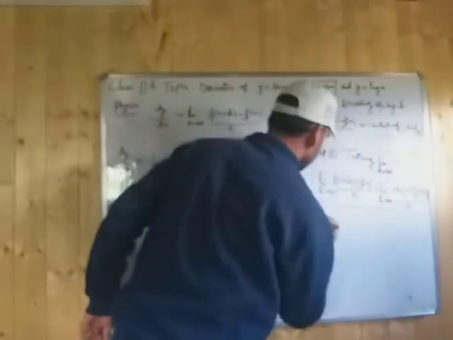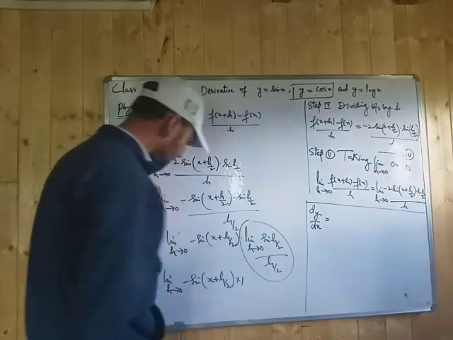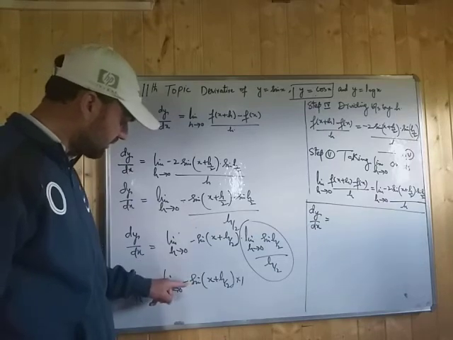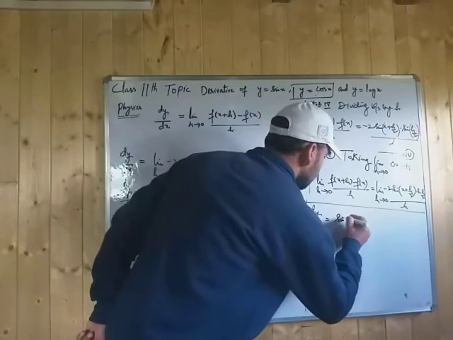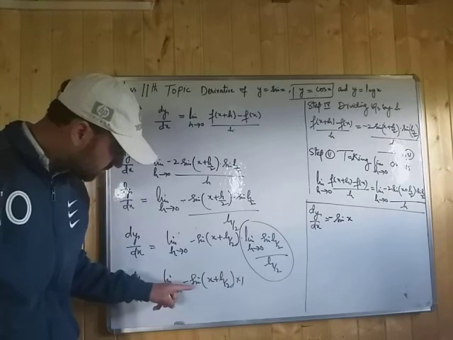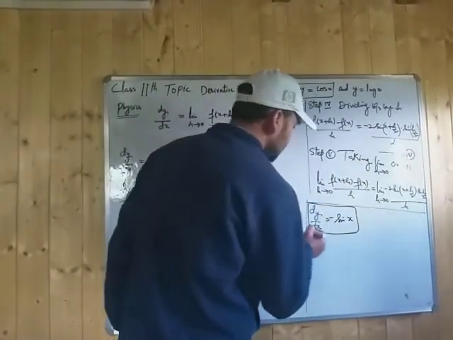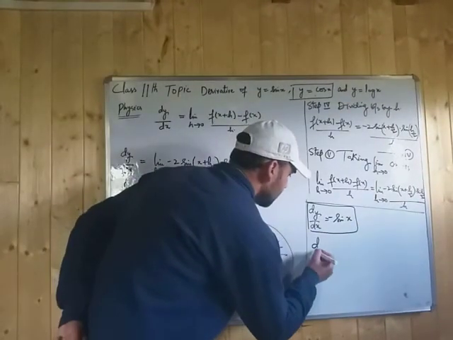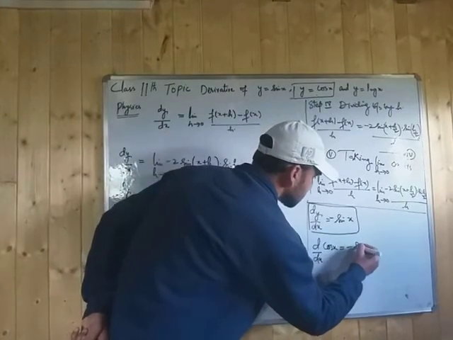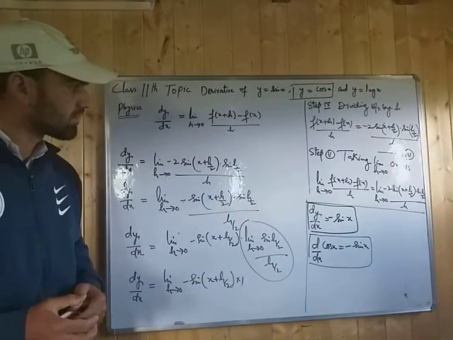So dy/dx is equal to, when we apply h equal to 0, when h approaches 0, this term becomes 0, so it will be minus sine of x. So this is minus sine of x. So this is the derivative of cos x, or we can write d/dx of cos x is equal to minus sine of x. So this is the derivative of cos x.